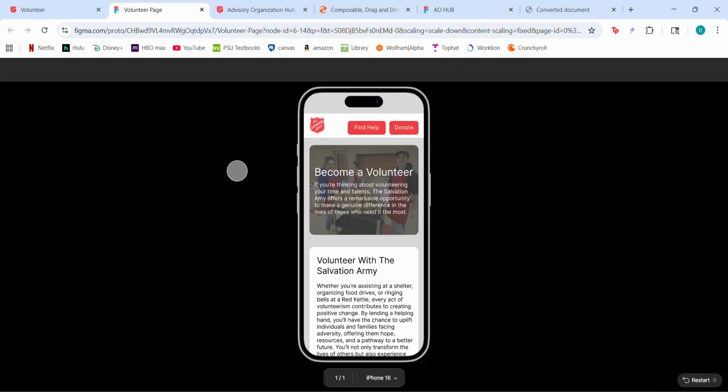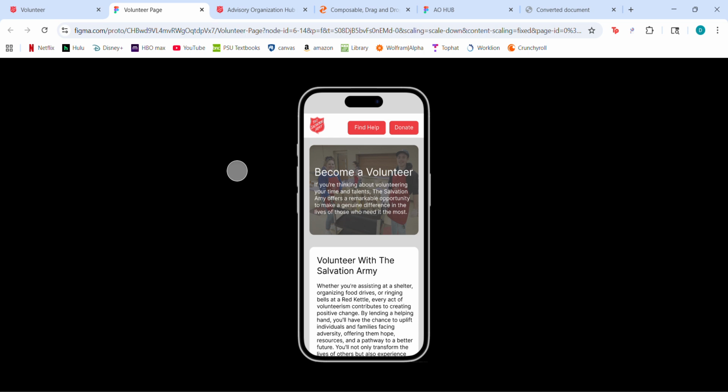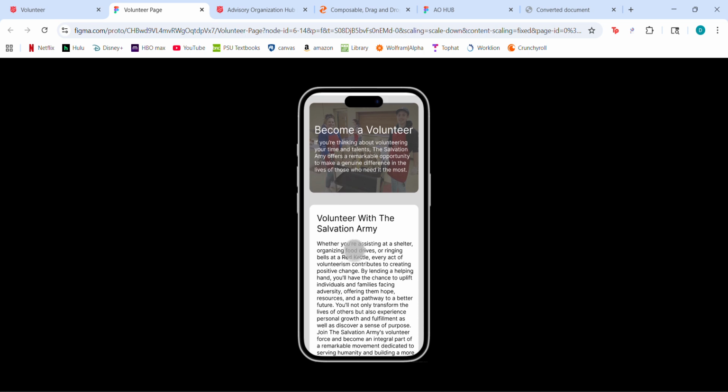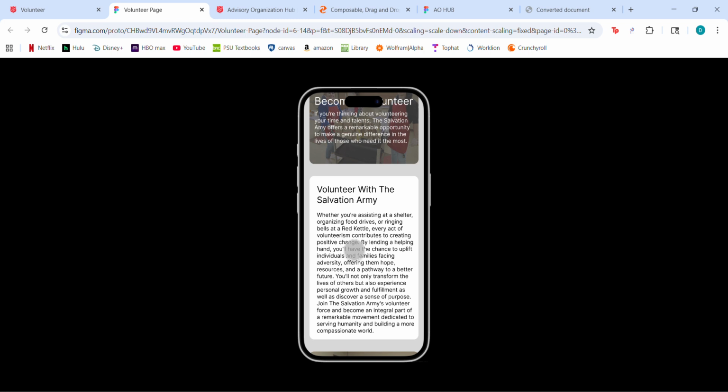The redesign I made was using Figma. And the first thing I did was replace the picture in the heading with a picture of volunteers enjoying and coming together to provide for people. Then I put the original first paragraph in, as it does explain how one would volunteer and what they would do.